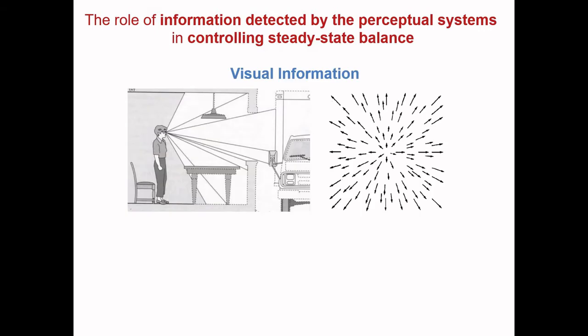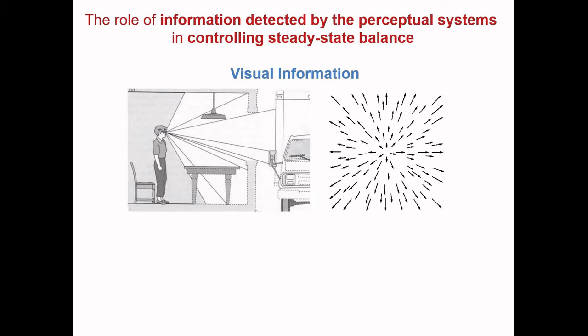The vestibular, visual, and haptic perceptual systems are each able to detect information about how the posture of the body is changing. This information can be used to regulate steady-state balance. In the next part of the lecture, we will review the basics of what we know about how body posture can be detected by the various perceptual systems. We'll start out today by looking at how the visual system detects information about body movement.